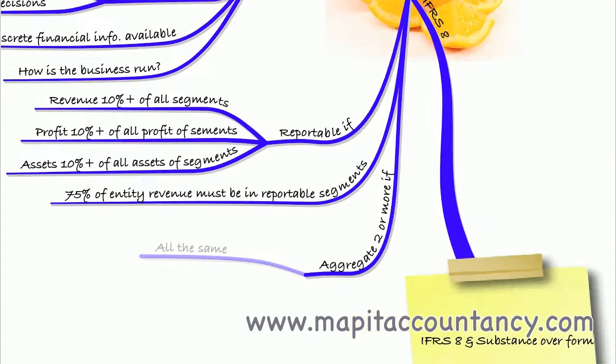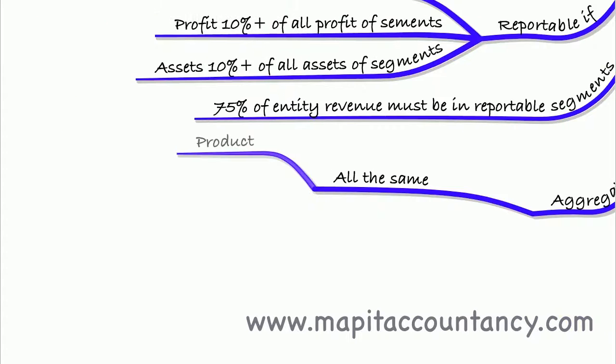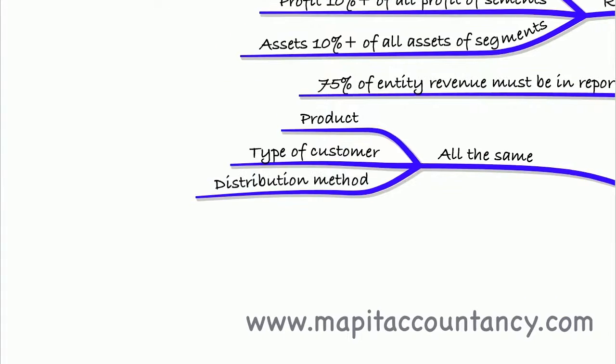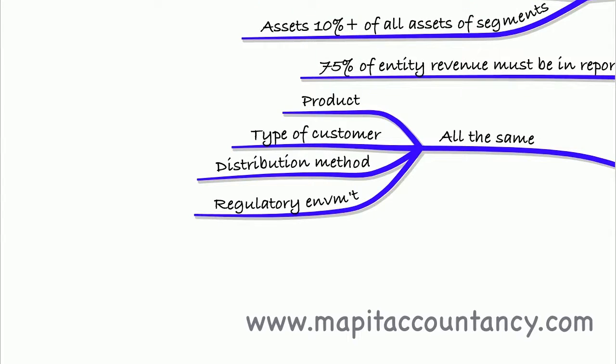We can also aggregate 2 or more segments if they have all the same product, all the same type of customer, or all the same distribution method. Also, if they're in the same regulatory environment, again, we could bring those together and aggregate those 2 segments.